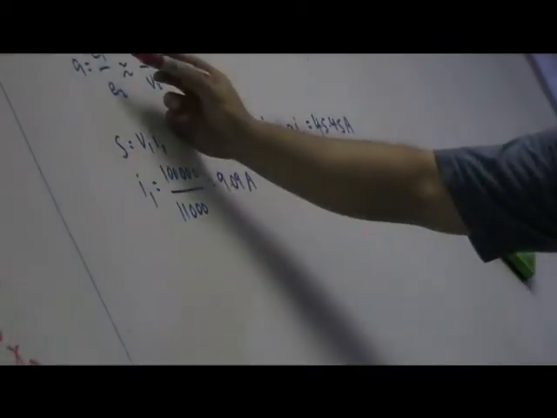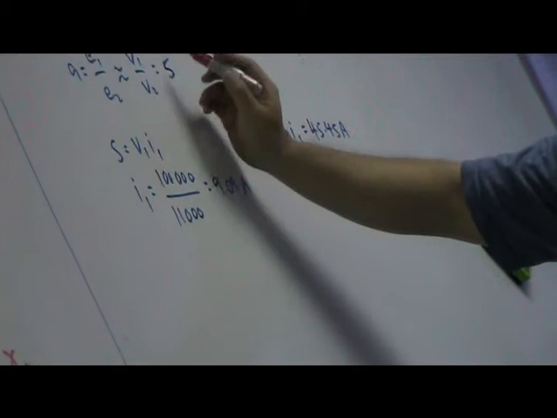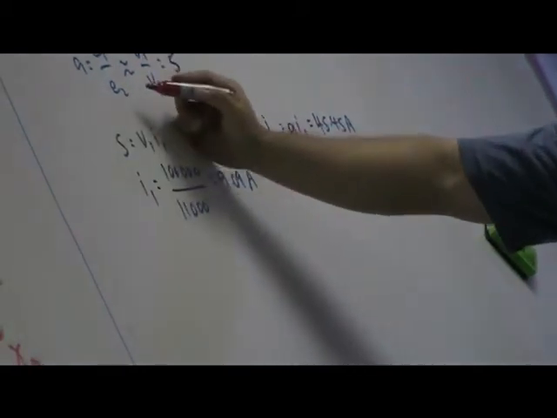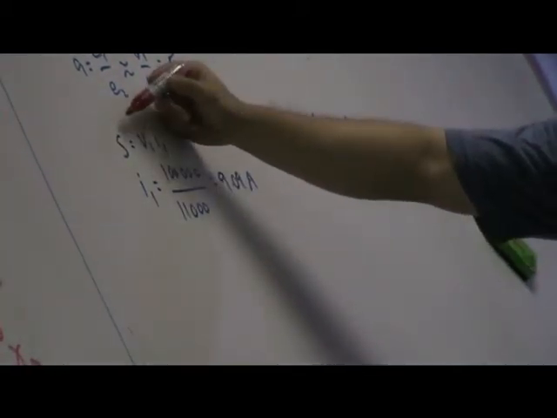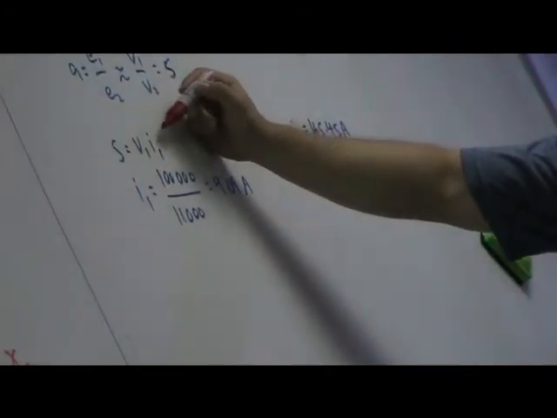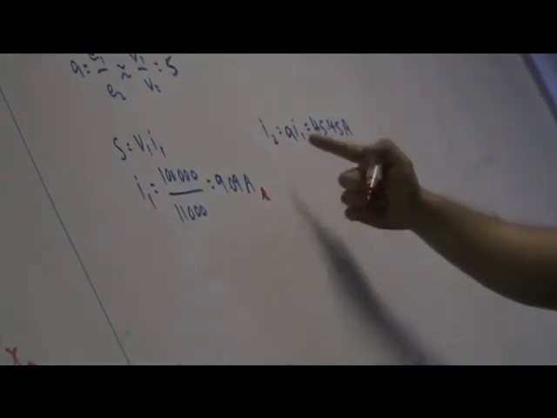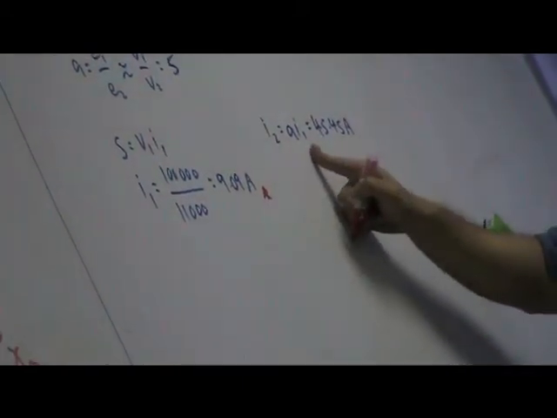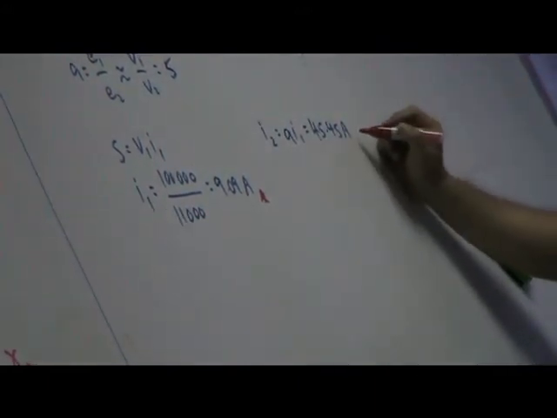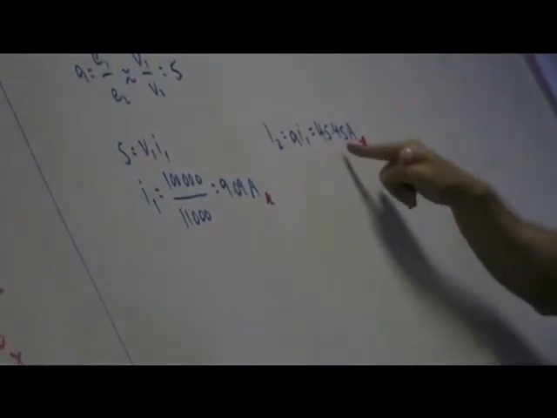So for the first part, no change. I just replace E1 with V1, that's all. So everything else the same. The turns ratio is E1 over E2, that's 5. S is the rated power, the voltage multiplied by the current. So the primary side current I1 is 9.09. Secondary side is just A times I1. Just refer to the previous question. A I1, so that's 45.45.